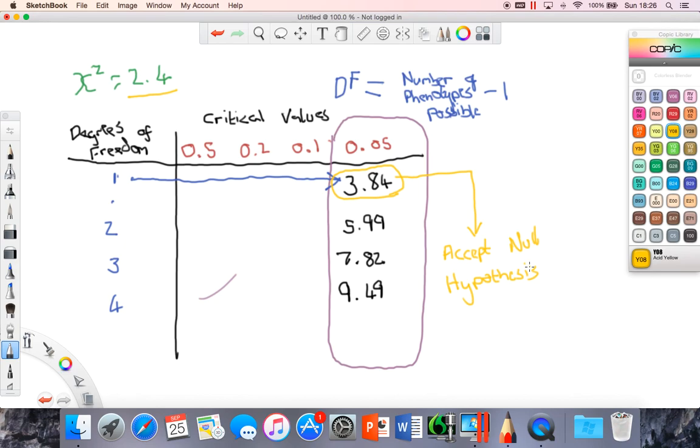So, if it was higher than this, we would reject our null hypothesis, and therefore the variables would affect each other. So if it's higher, we reject the null hypothesis. Okay? But because our number is lower, we accept our null hypothesis, and therefore there's no statistical difference between what we expect and what we see. Okay?